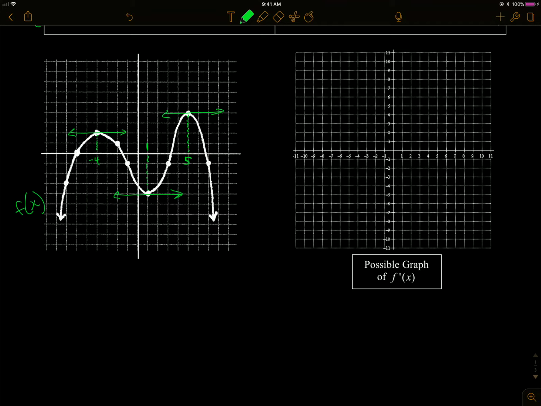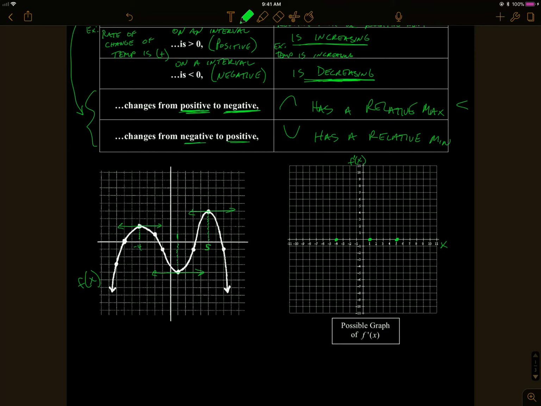So I know if I'm going to graph my derivative over here, remember that my y-axis is now my values of my derivative, which are the slopes of my tangent lines. So I know that the derivative is 0 at -4. So when I put a point there, it means the derivative is 0 because my y value on this graph is 0. It's 0 again at 1. And it's 0 again at 5. Now I'm going to use this stuff backwards.